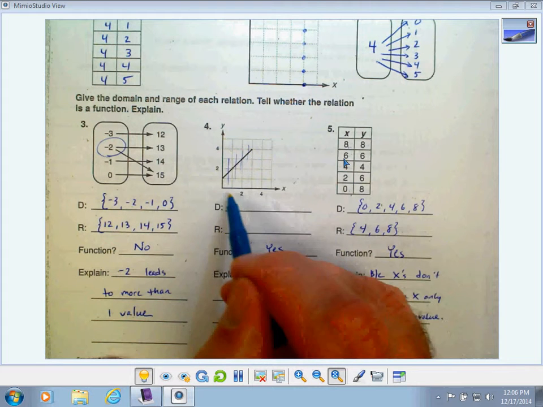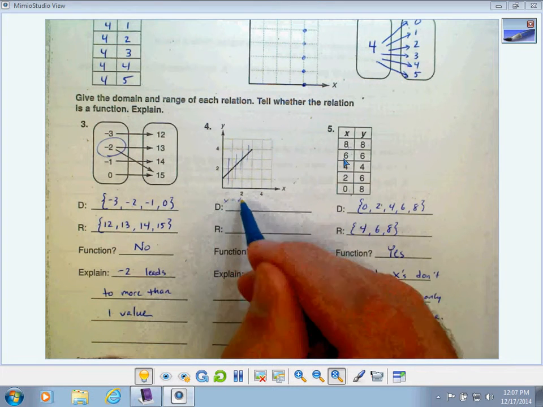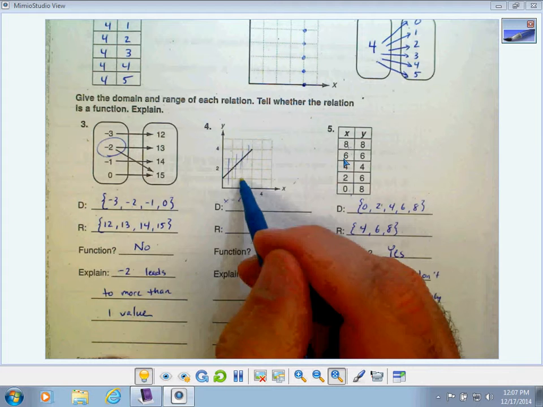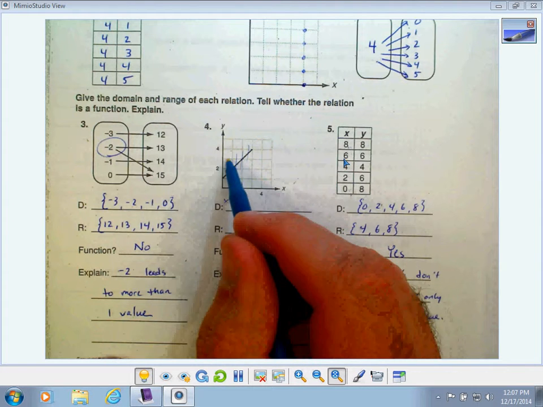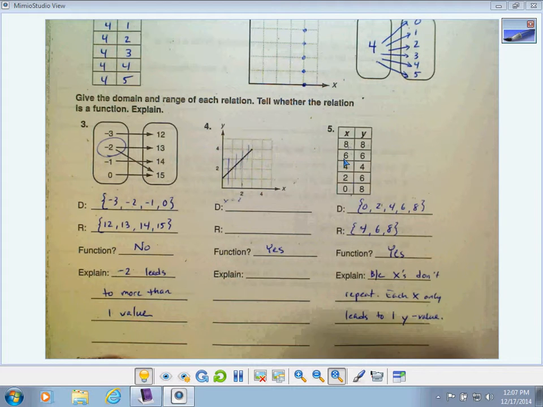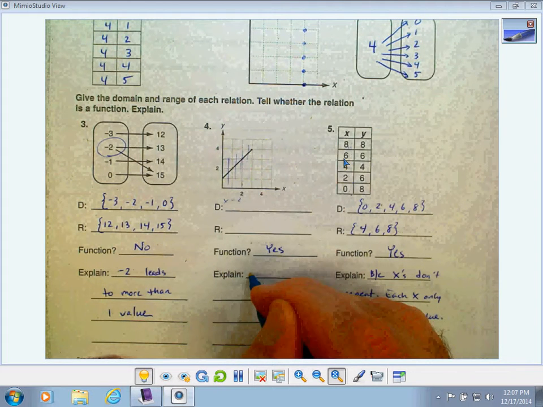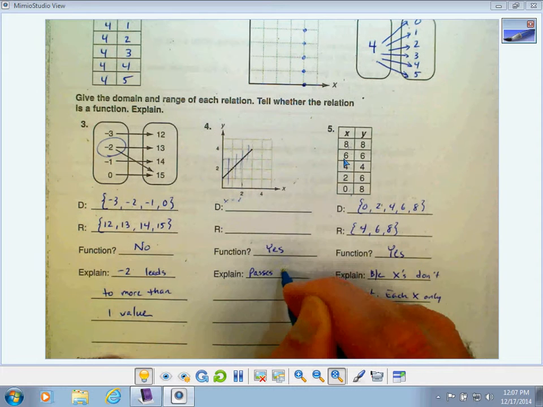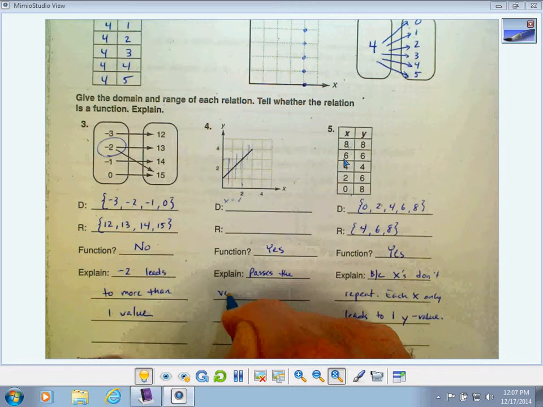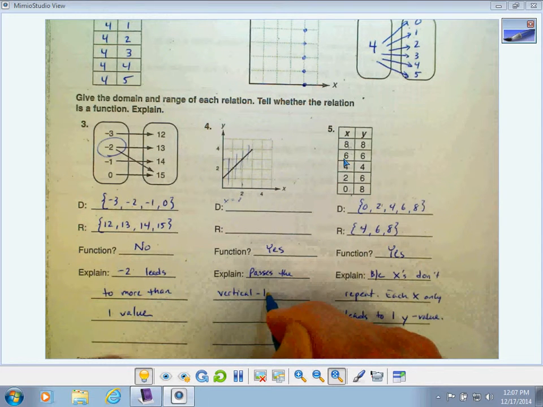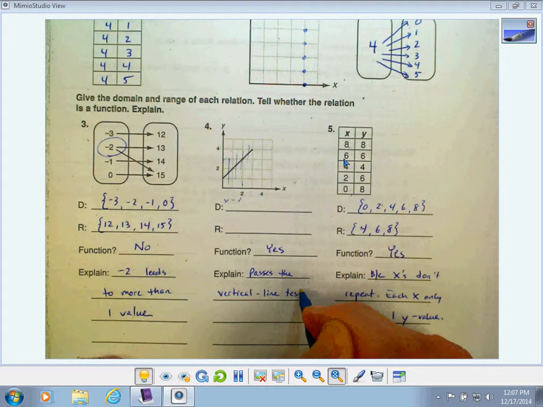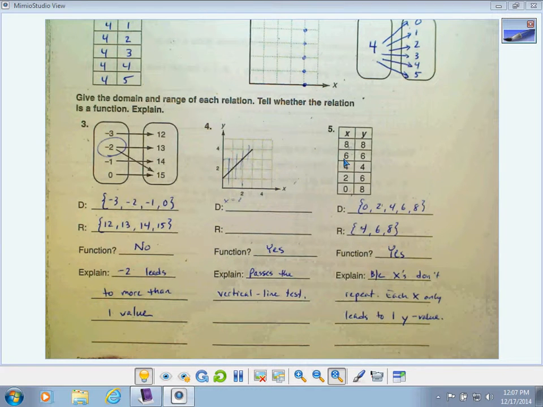For example, if I say x is 2, and I go to the graph, I see 2, and I trace it up and go over, and it is 3. And that's it. There are no other possible values. So you can just say that this one passes the vertical line test. If it fails, it means the vertical line touches the graph more than once. In this case, since it passed, it is a function.